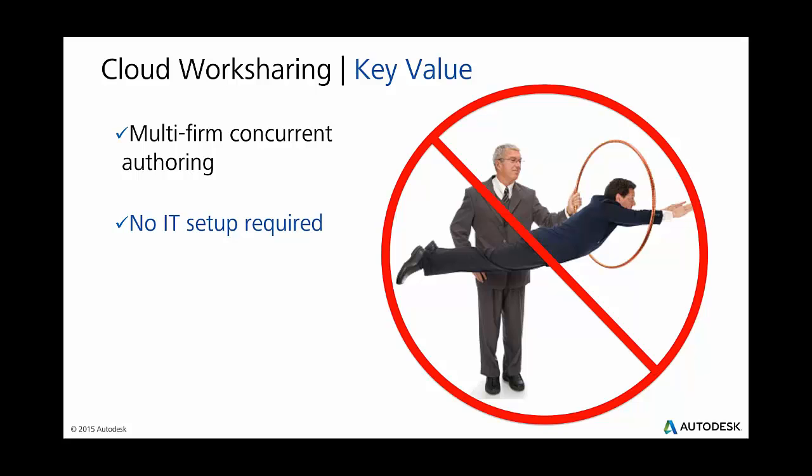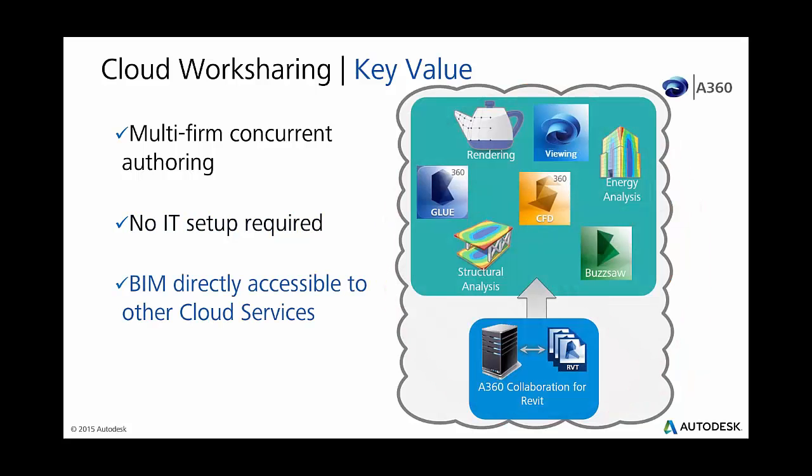And we took that to heart, and we made sure that this solution is pretty turnkey from an IT perspective. As long as you have 2 ports available for HTTPS traffic, which are pretty common ports, you should be good to go to transact with that service. So it's pretty turnkey, and we really listened to the feedback on this one. The other one is the building information models are directly accessible to other cloud services. When we start talking about A360, hopefully that makes sense to you guys. So that's cloud work sharing at a high level.